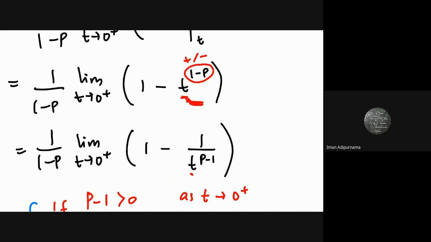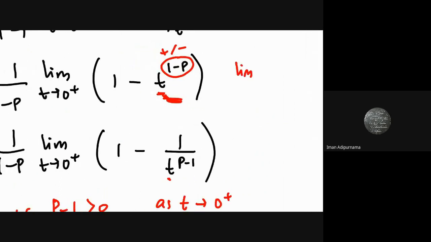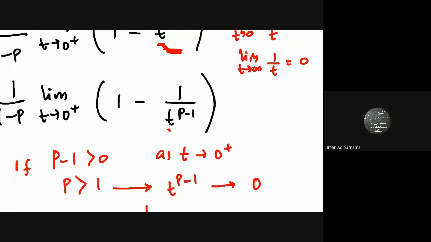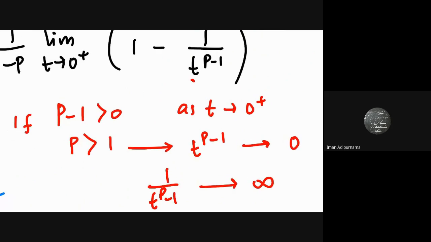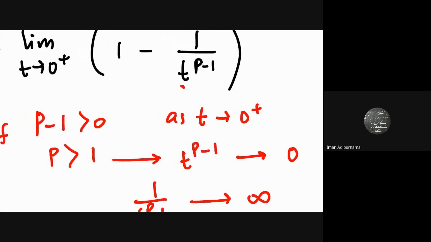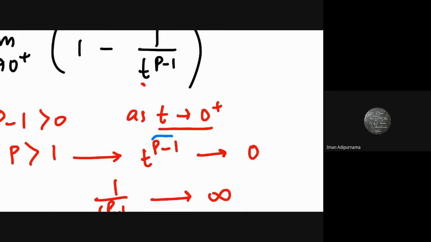The key in the limit is, if you have one over t and t is approaching 0, this will be infinite. Or if you have t approaching infinity and you have 1 over t, this will be approaching 0. So from this basic knowledge of limits, if you have p minus 1 positive and p is greater than 1, and we take the limit as t approaches 0, then we know that this will be positive. P minus 1 is positive.